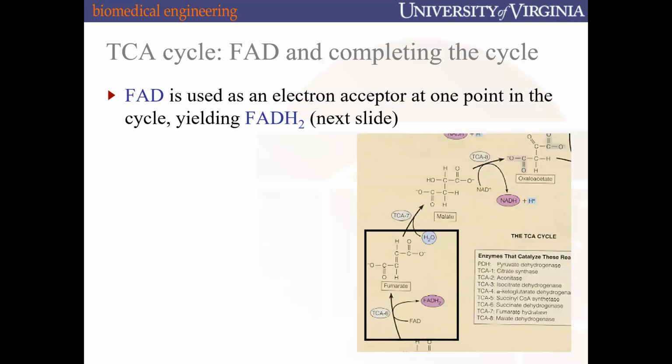Okay, so now we've just arrived at succinate. The next step is another dehydrogenase reaction, succinate dehydrogenase, which gives us this fumarate intermediate. What's unique about this step is that, again, we're generating a reducing equivalent, except this time it's in the form of FADH2, a flavin adenine dinucleotide.